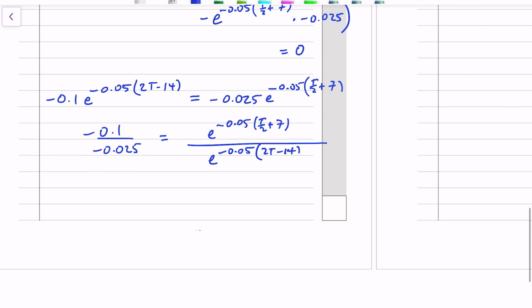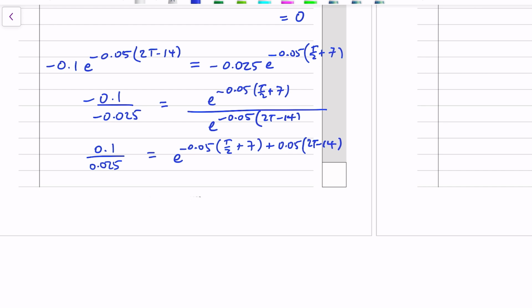And to solve this I need logs, but the first thing I can do is use the rules of powers. You know, the base there is the same. Both of the terms have base e, which means I can subtract the powers. And because the power at the bottom is a negative, I've actually got a plus there. Okay, log both sides. That will get rid of the e on the right hand side of the equation, and then we're going to have to work with some like terms here to tidy up and solve for t.